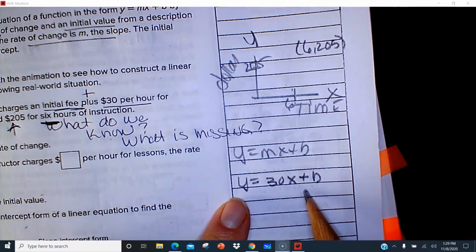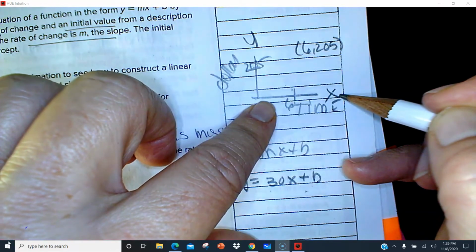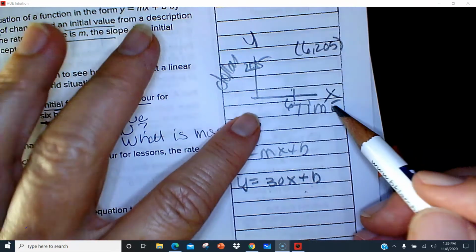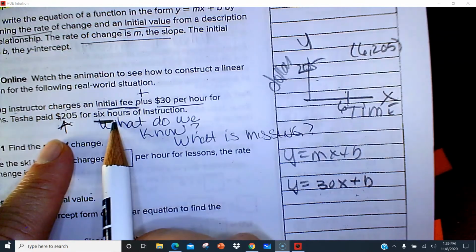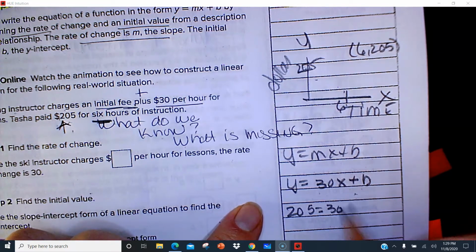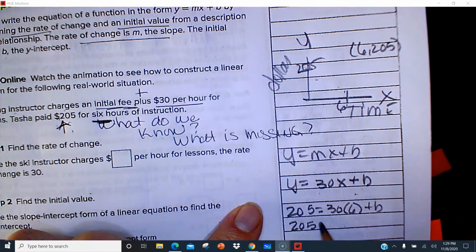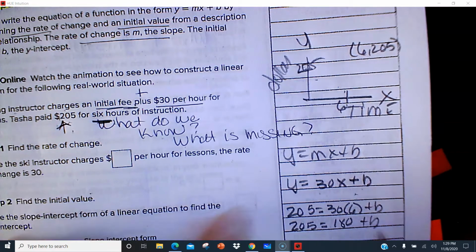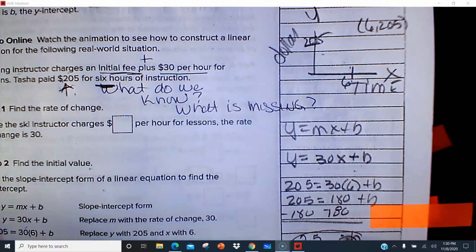I need an X and a Y. I know time is on the X axis. Time is almost always going to be on my horizontal axis, and that means dollars on the other side. We have 6 hours here, $205. Let's put in what we know, and solve. Press pause. Okay, so hopefully you ran the numbers and got 25 equals b.